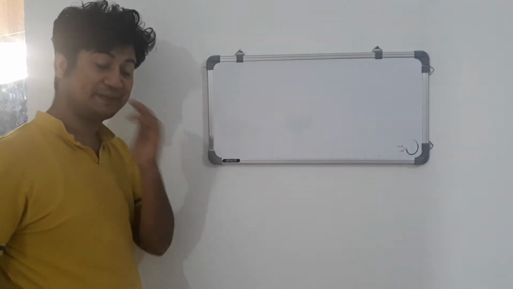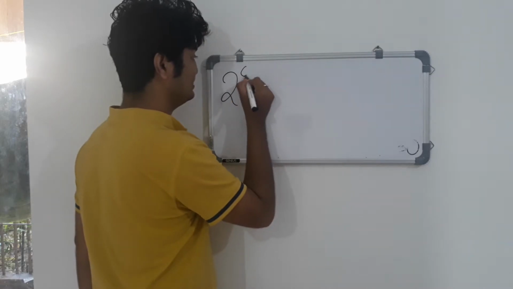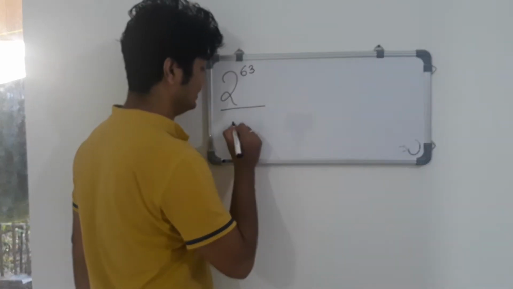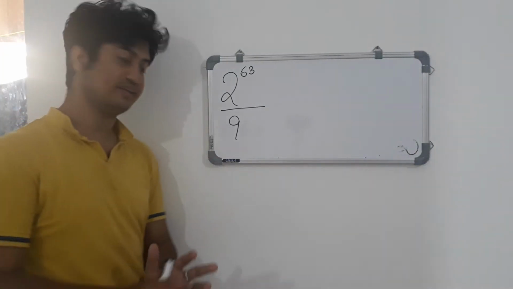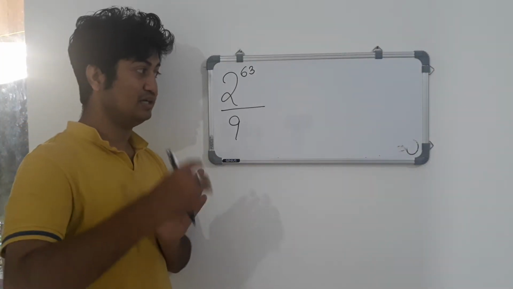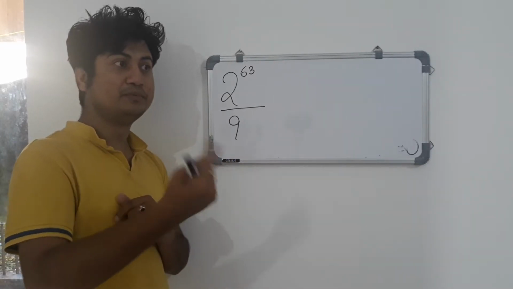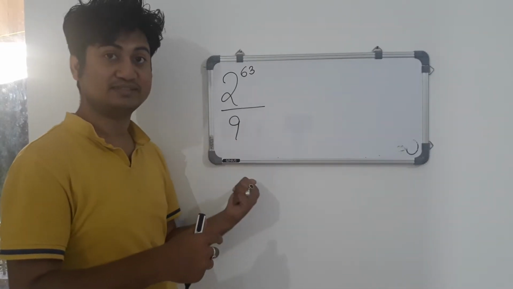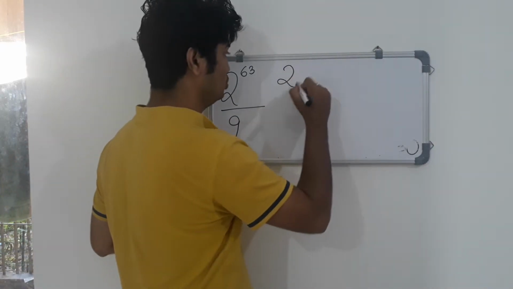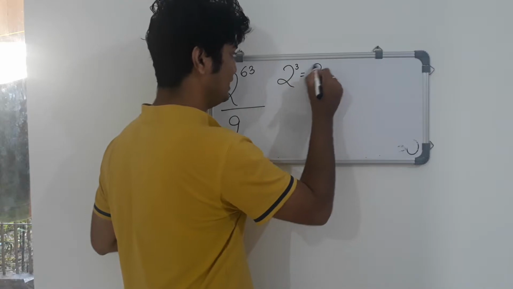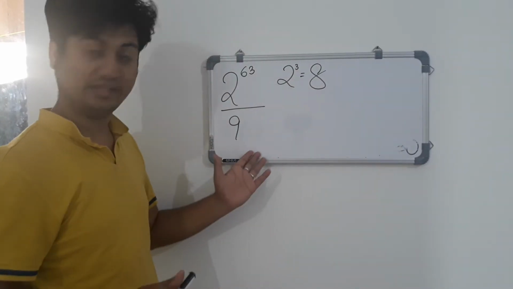Say you will get questions in competitions like 2 to the power 63 by 9. The trick is that you have to find a power of 2 which has the minimum remainder with the divisor, that is 9. If you see, 2 cube is 8, and 8 has a remainder of minus 1 with 9.